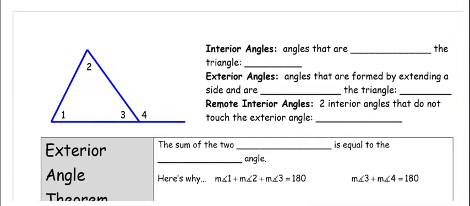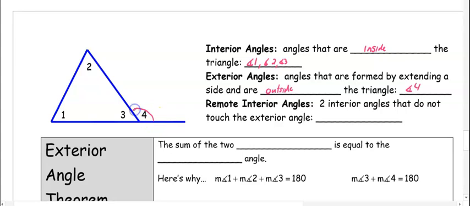So looking at this triangle then, we have a triangle with 3 angles and 1 angle on the outside. The interior angles are angles that are on the inside of the triangle. So our interior angles are angle 1, angle 2, and angle 3. Exterior angles are angles that are formed by extending the side of the triangle and are outside of the triangle, so that would be angle 4. The remote interior angles are the 2 interior angles that do not touch the exterior angle.